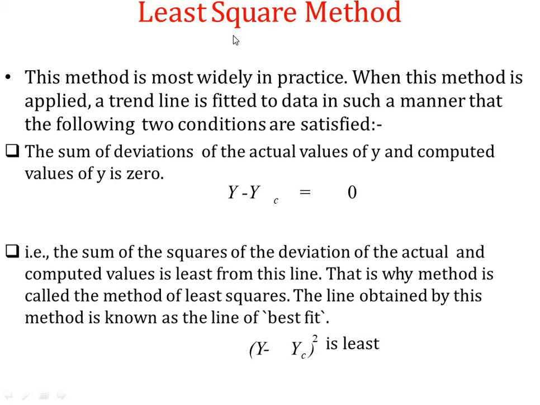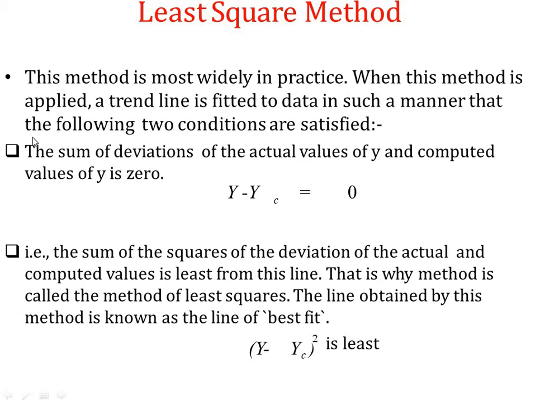Least square method we have already seen in curve fitting and in regression analysis. So again we revise what is the meaning of least square. In time series analysis this method is most widely used. When this method is applied, a trend line is fitted to the data, as we fit data in curve fitting, to find the best fit curve or best fit line. In a similar manner we can fit the time series data to an equation of best fit line. So the procedure is the same.